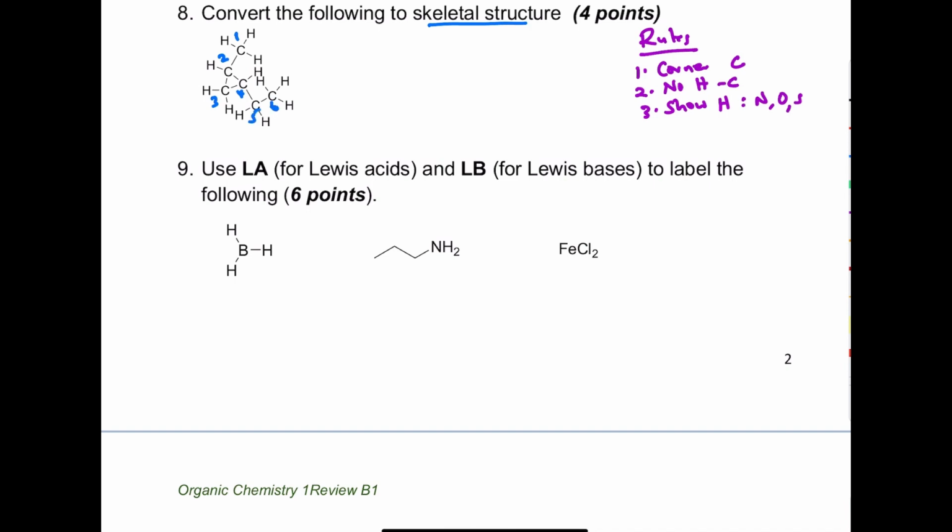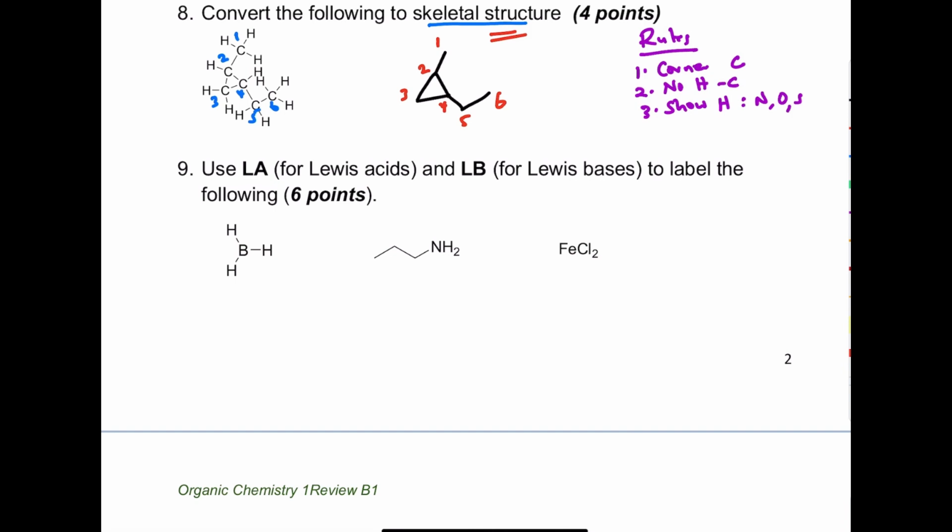We see that carbon number 1 is connected to carbon number 2, and then number 2 is connected to carbon number 3. Then number 3 is connected to carbon number 4, and number 4 is connected back to carbon number 2. Number 4 is also connected to carbon number 5, and number 5 is connected to carbon number 6. Remember, we don't show any hydrogen that's connected to carbon. And here we don't have any heteroatom, no nitrogen, oxygen, or sulfur. So that's carbon number 1, 2, 3, 4, 5, and 6, and that will be the skeletal structure.